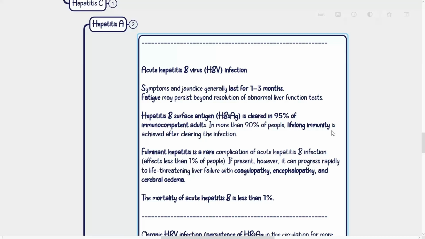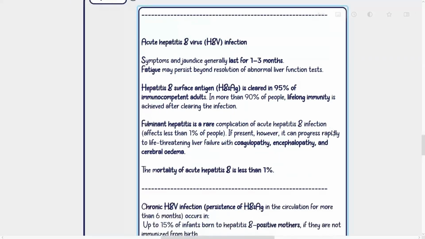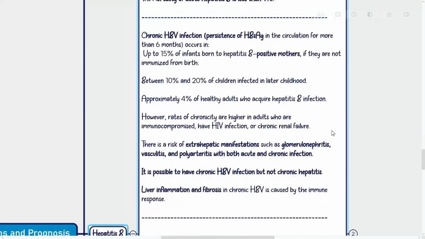Fulminant hepatitis is a rare complication of acute hepatitis B infection, affecting less than 1% of people. If present, however, it can progress rapidly to life-threatening liver failure with coagulopathy, encephalopathy, and cerebral edema. The mortality of acute hepatitis B is less than 1%.